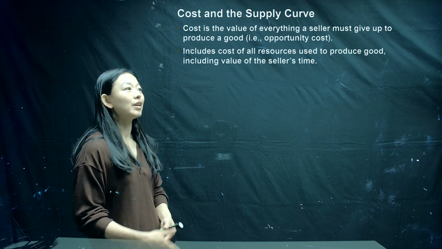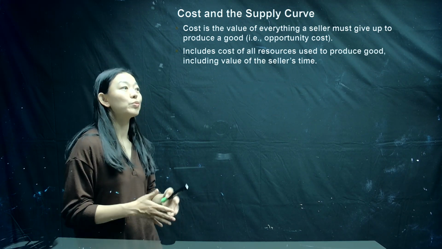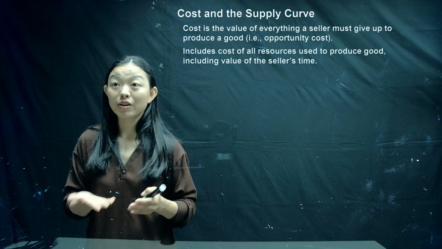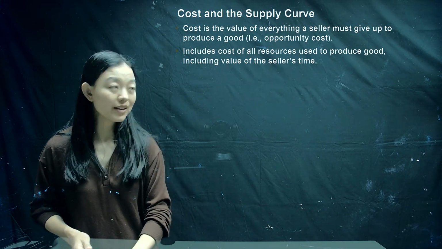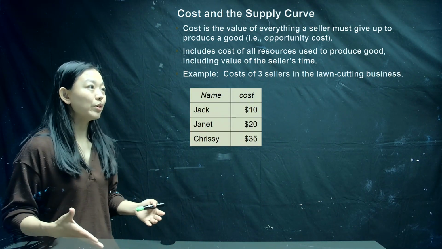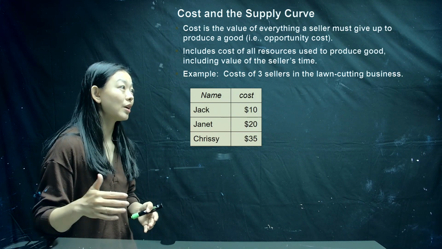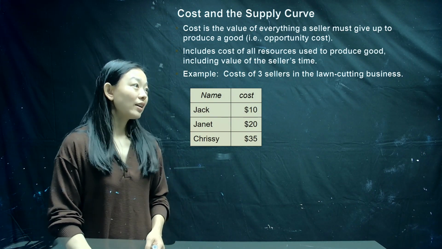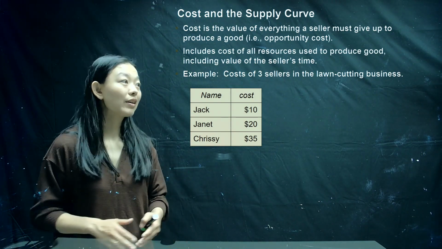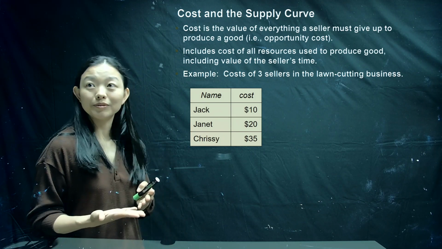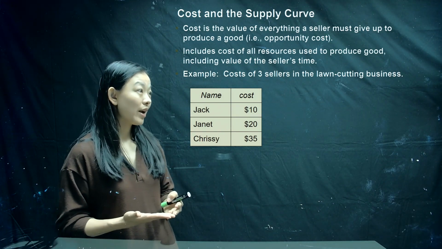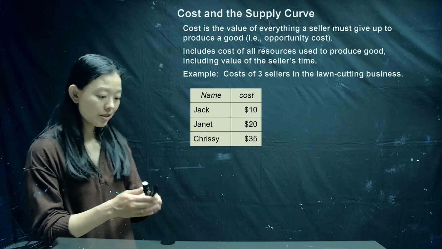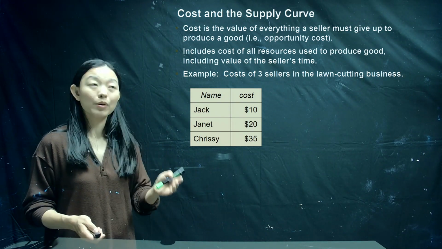So here, the cost includes the cost of all the resources used to produce goods, including the value of the seller's time. So we said the value of the seller's time, we can treat that part as the opportunity cost, right? And you can see this is the example which shows the cost of the three sellers in the lawn cutting business. Okay, so for the lawn cutting business, Jack's cost will be $10 per hour. But Jeanette, her cost will be $20 per hour, and for Chrissy, the cost will be $35 per hour. So here are the different costs related to different sellers.